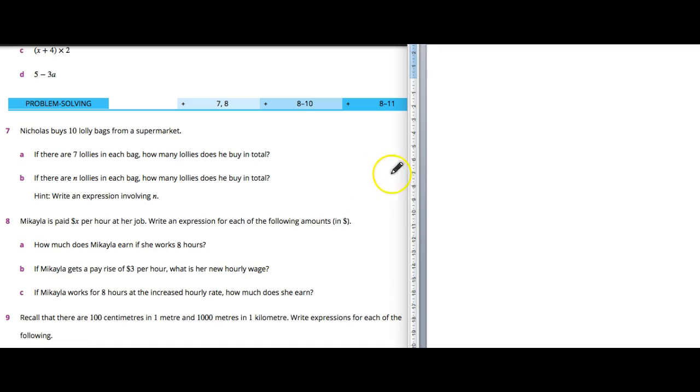If Michaela gets a pay rise of $3 per hour, what is her new hourly wage? So before she was getting X dollars, which we don't know what it was, and now it's $3 more. Okay, so the answer for question B is X plus 3. So question C, if Michaela works for 8 hours at the increased hourly rate, how much does she earn? So this is how much she's getting paid, and we multiply that by 8. So her total amount she's getting paid is 8 times (X plus 3), whatever that hourly rate is.